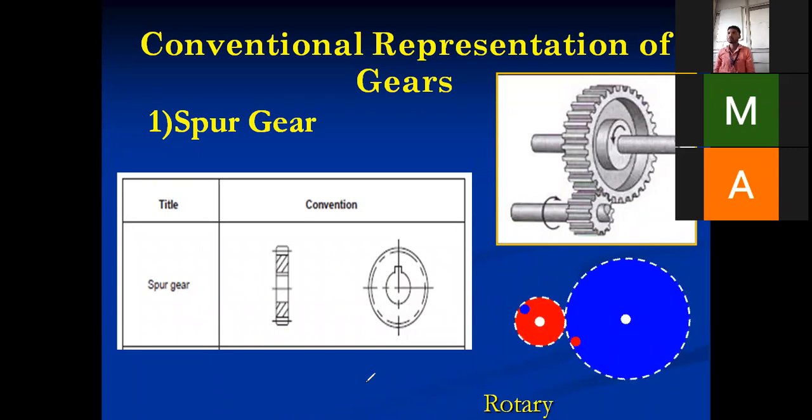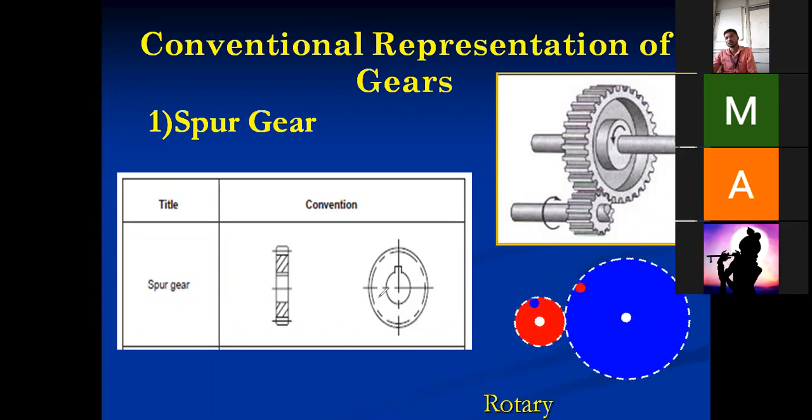Now application. What do you feel, when are spur gears used in practice? When shafts are parallel, when shafts are inclined, or when shafts are perpendicular? Spur gears are used when shafts are parallel. You should remember this also. Very, very important. When shafts are parallel, in that case, spur gears are used.